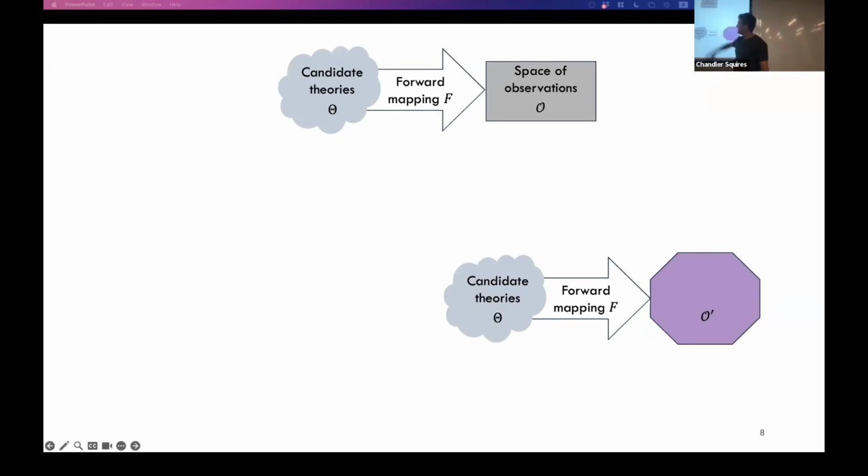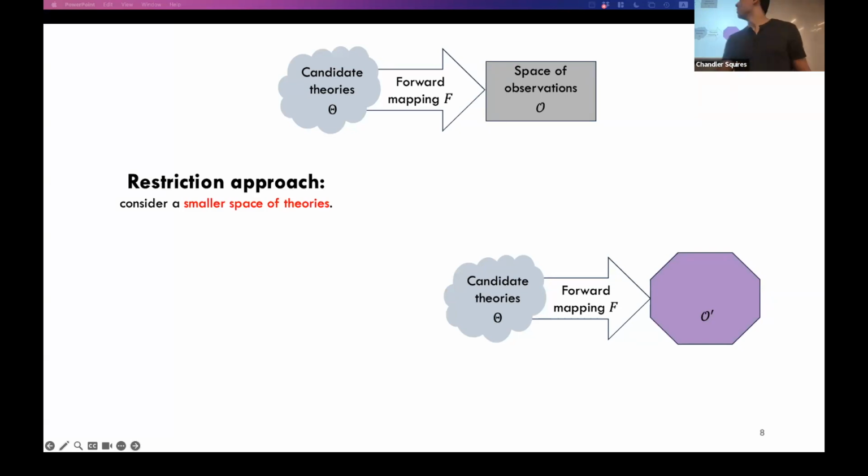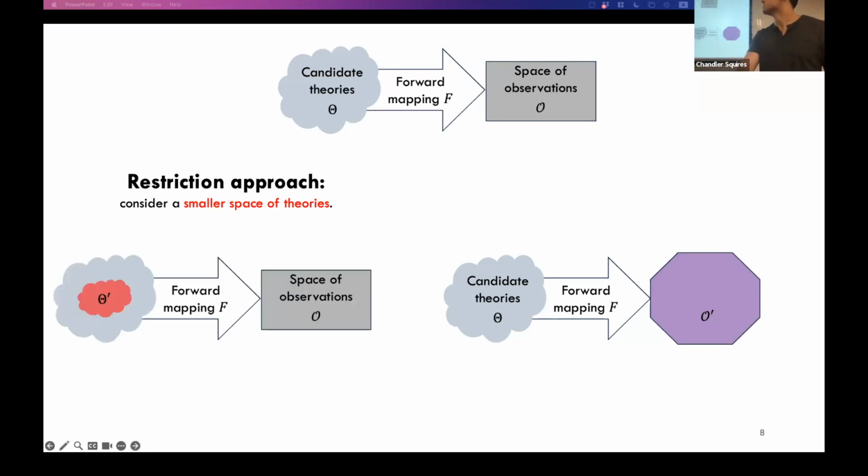Say that we have this setup that's not identifiable. One of the approaches that we might take in order to make the problem identifiable is what I call a restriction approach. So we consider a smaller space of theories. If you go completely to one end of the spectrum, if you only have one theory, it's trivially identifiable, right? And we'll go into how some prior works in the representation learning space are instances of this kind of approach.